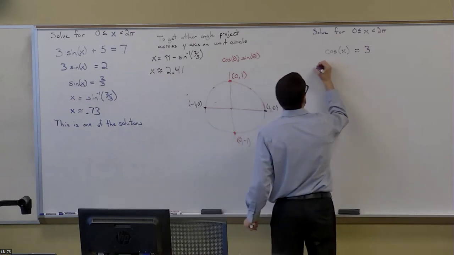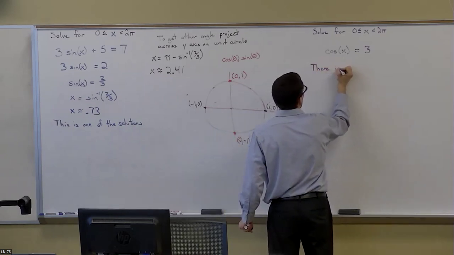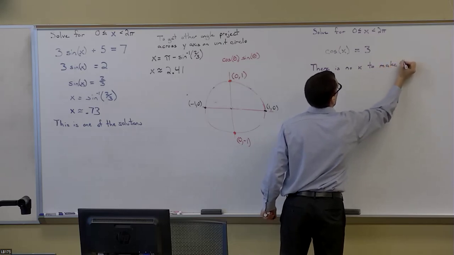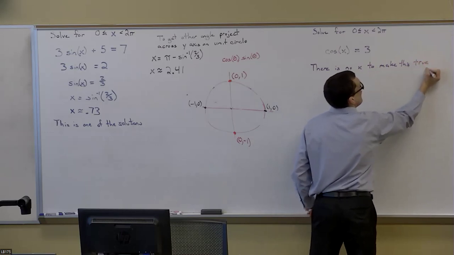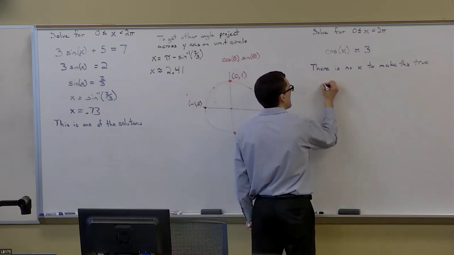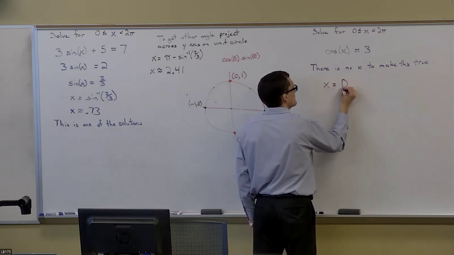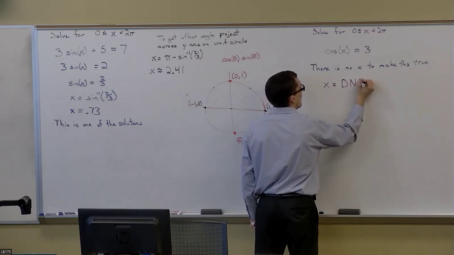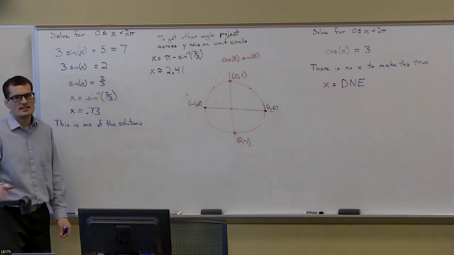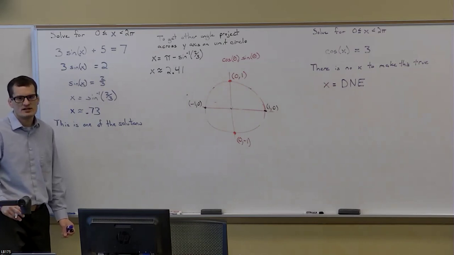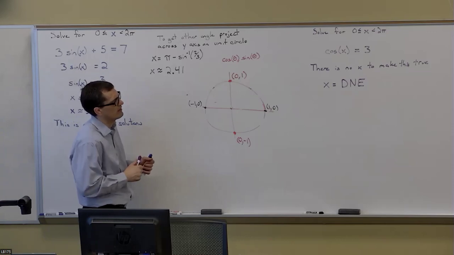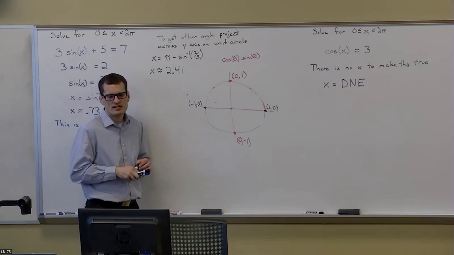So what we're saying here is that there's no x to make this true. There's no x that's going to make that work. And if you end up with that, you will simply write D and E for does not exist in Moodle. Is that all right? So if you end up with one that does not work, then you just use D and E for does not exist.